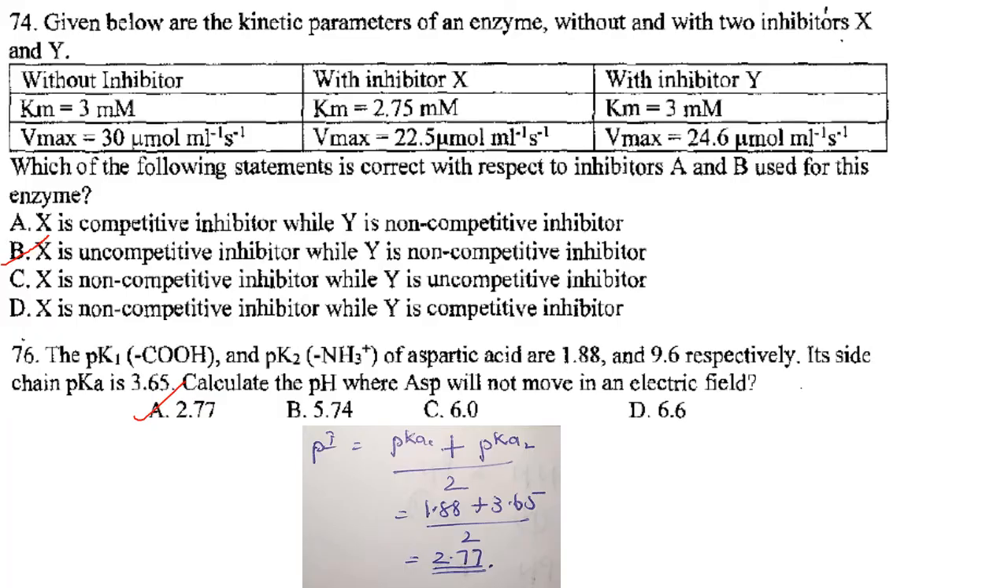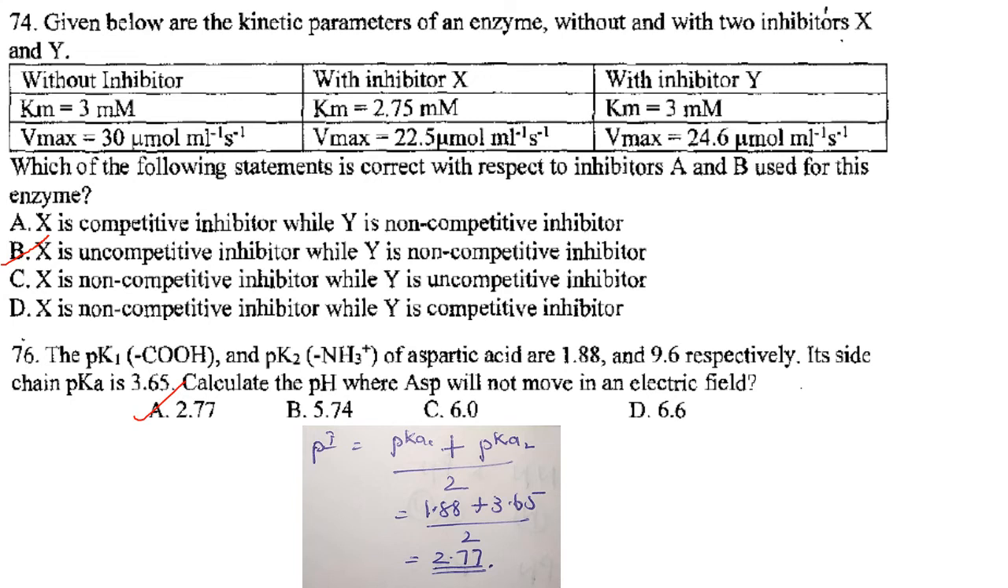Then given below are the kinetic parameters of an enzyme with or without inhibitors X and Y. So without inhibitor, Km is equal to 3 millimolar, and Km is equal to 2.75 millimolar in case of inhibitor X, and inhibitor Y, Km is equal to 3 millimolar. Now if you take option B, that is X is uncompetitive inhibitor while Y is non-competitive inhibitor, we will see that condition. Now X is uncompetitive.